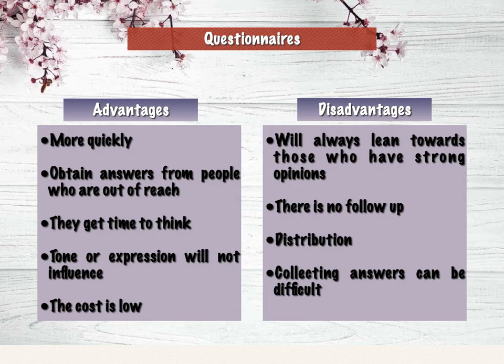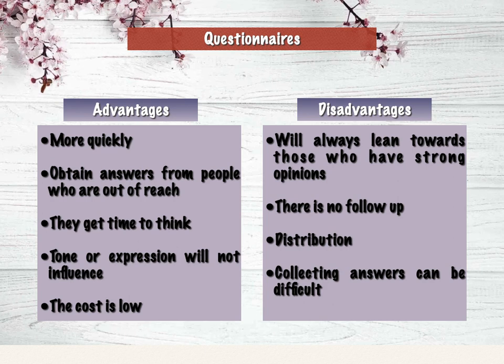Now, what are the advantages and disadvantages of questionnaires? Now, let's look at the advantages. They are more quick in nature. We all know that if you send a link in a Google form, you get the response very quickly. It's very instantaneous. So you can obtain answers from people who are out of reach. Now, this is the best part of it. Even if you want to collect some responses from people in America, you can do it. You just need to send the link and they can respond and you can collect it.